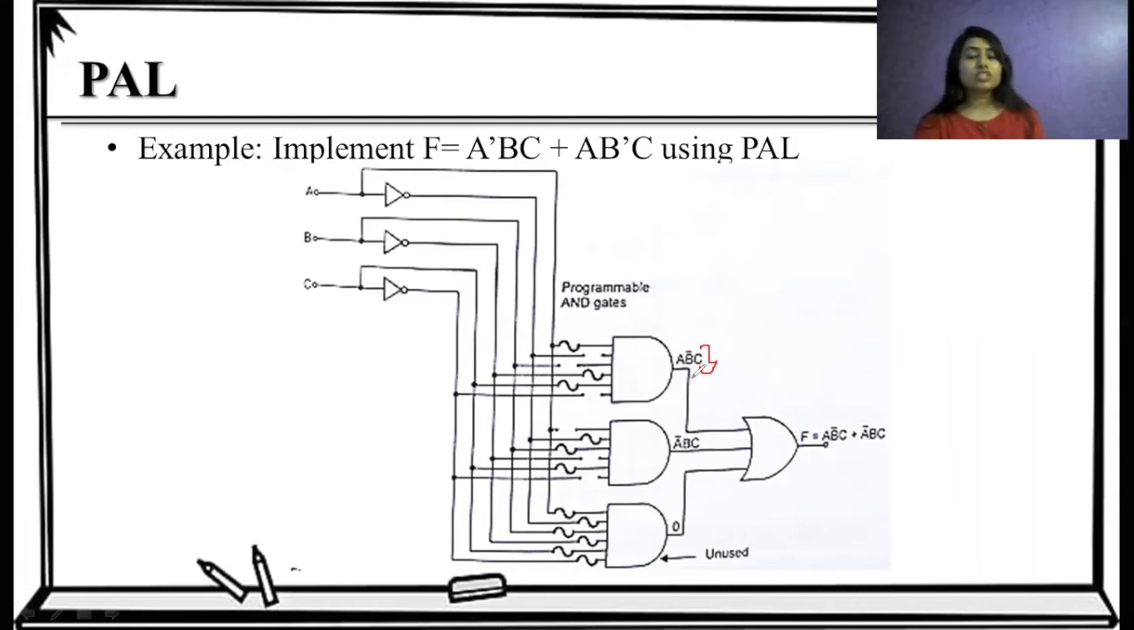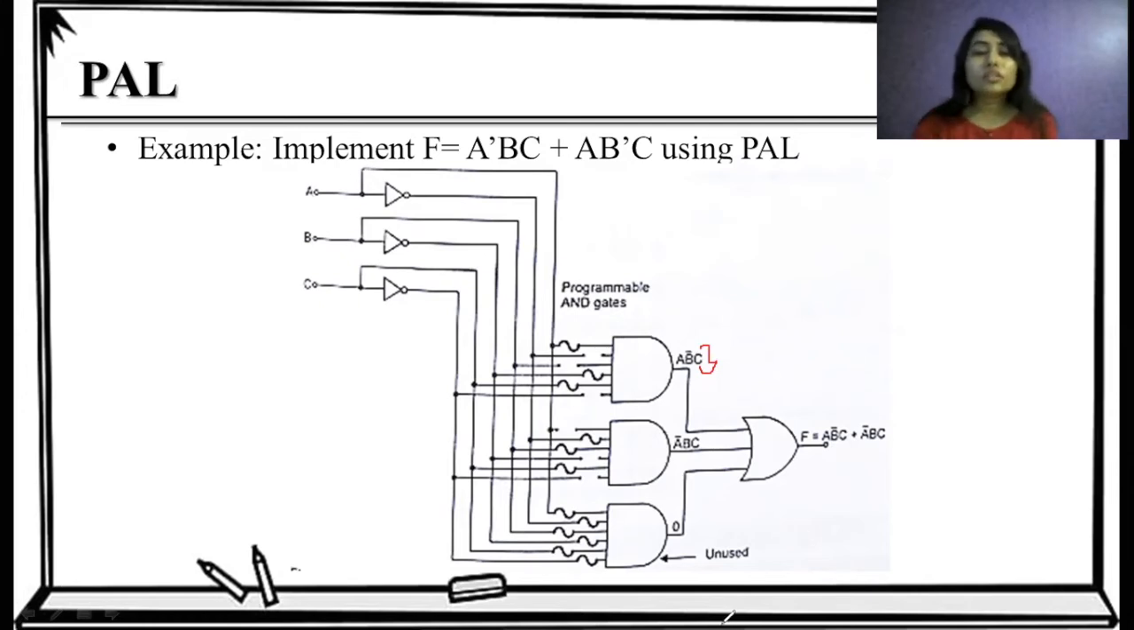Now here we have a structure of three AND gates. According to real-time applications, we have different arrays of AND gates: 8 AND gates, 4 AND gates, 2 AND gates, 1 OR gate, 2 OR gates. Depending on the real-time application, we have different ICs, and according to our requirement we can use one of them. Here we have a PAL of 3 AND gates and 1 OR gate, but we have to implement only two product terms.